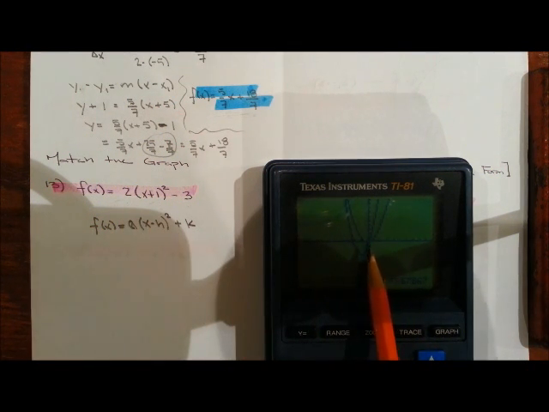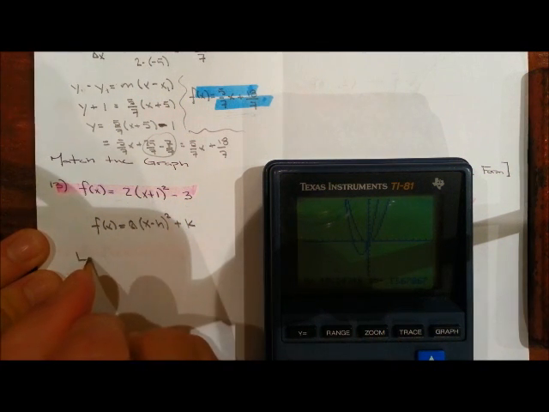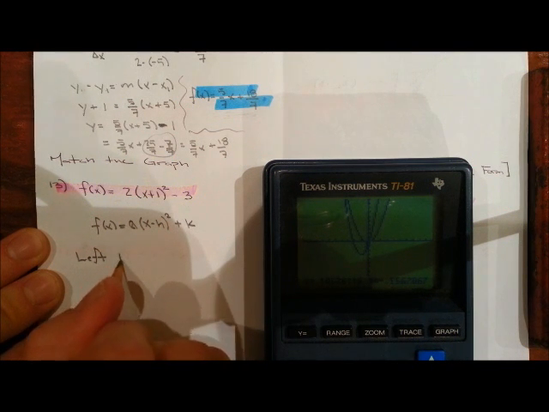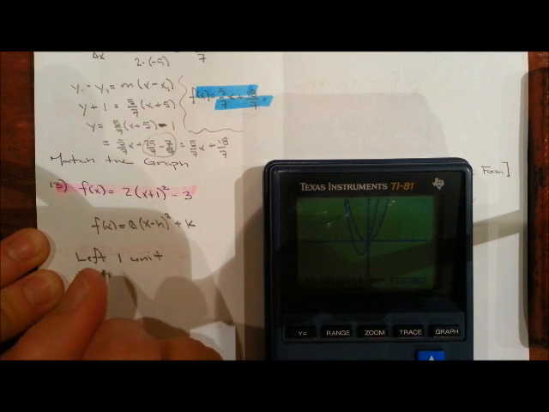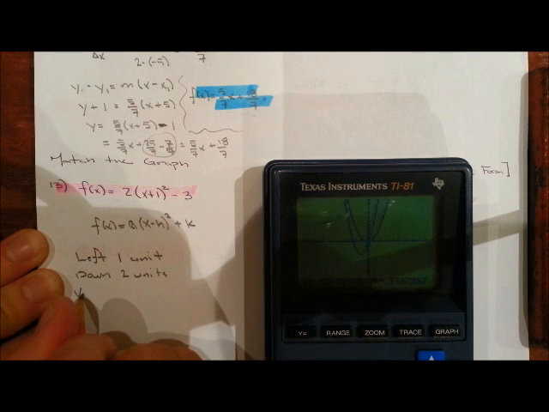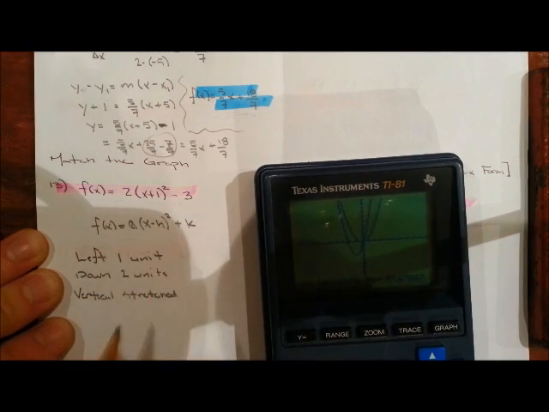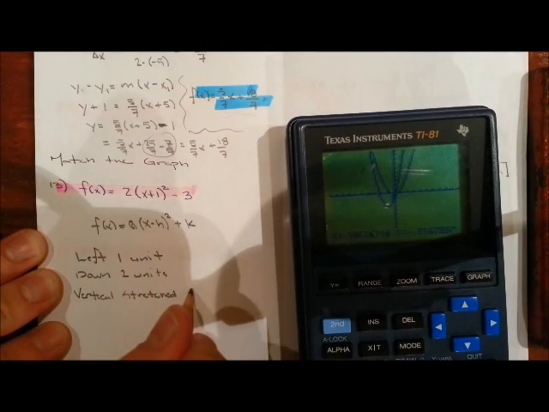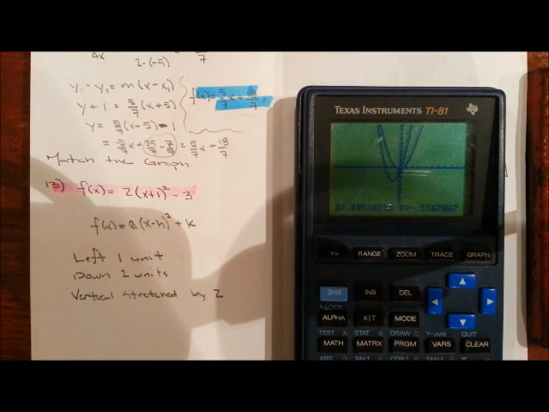So I'm looking for a parabolic function that has been shifted to the left 1 unit, down 3 units, and then vertically stretched by 2. So I find that function in my options, or I find that graph in my options, and that is my result.